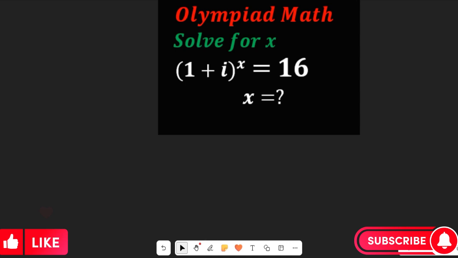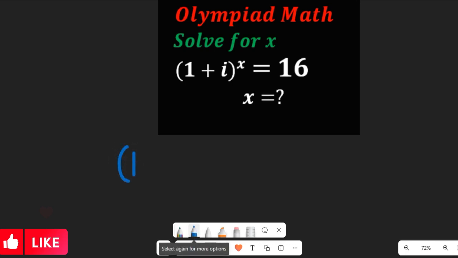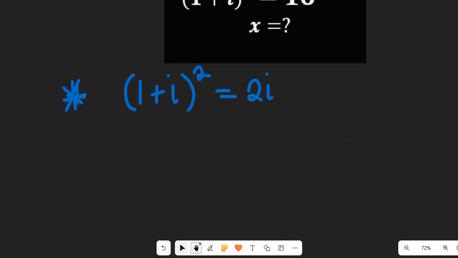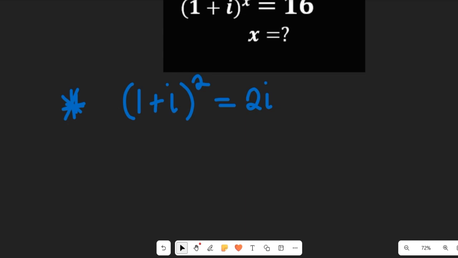Now, to solve this question, I want us to assume that the value of (1 + i)^2 is equal to 2i. If we assume this as an expression, we're going to use it in solving the question given to us. Having assumed this, I want us to take the square of both sides.